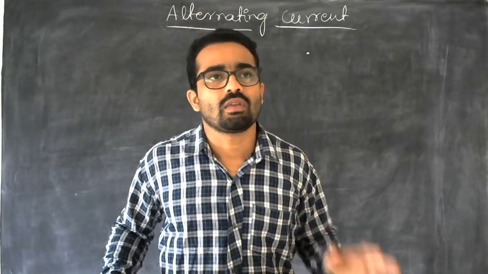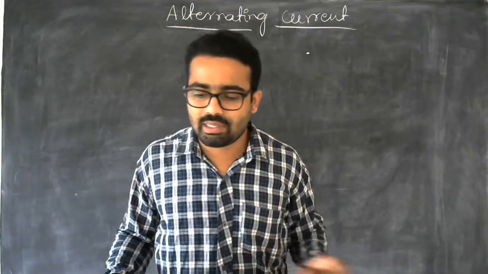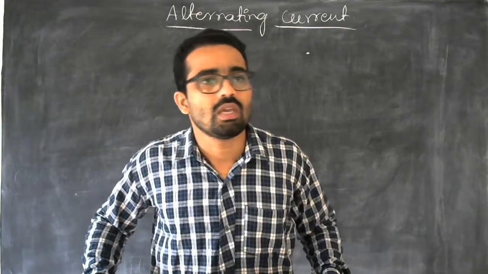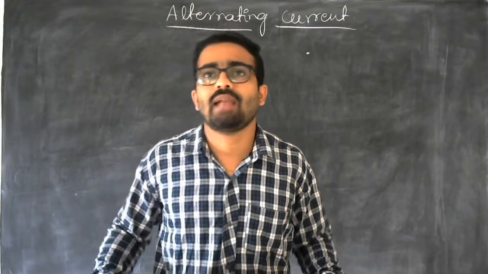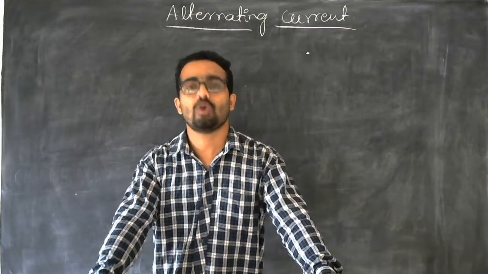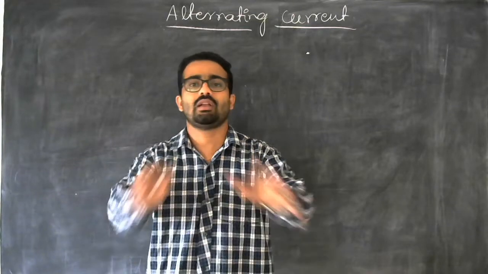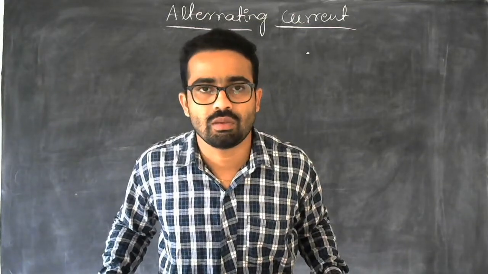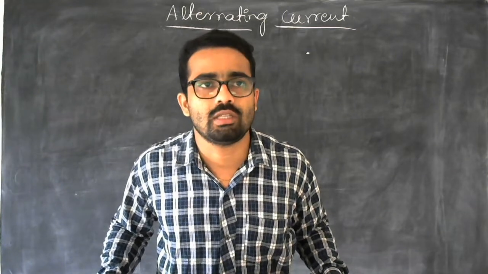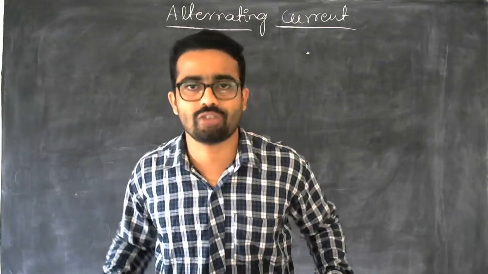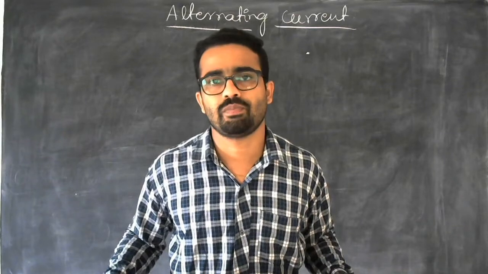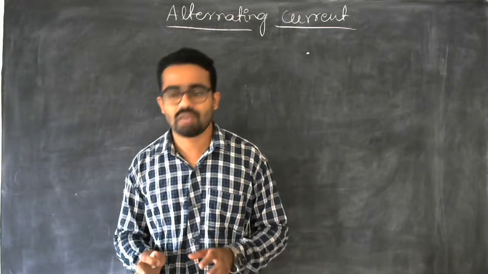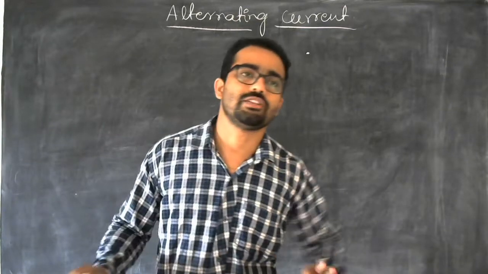Why? Because there was another scientist called George Westinghouse. He applied for a very low cost, but at that cost Thomas Edison could not do it, because there was more energy loss in DC currents. So this is some basics and the history of alternating current.